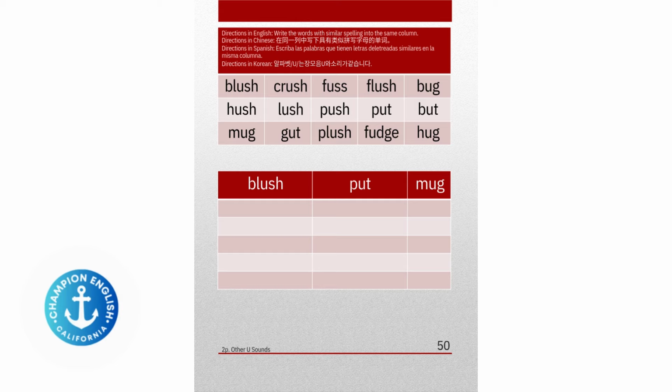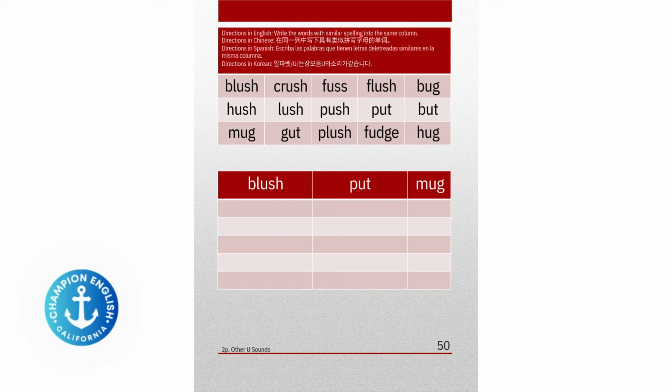30, 29, 28, 27, 26, 25, 24, 23, 22, 21, 20, 19, 18, 17, 16, 15, 14, 13, 12, 11, 10, 9, 8, 7, 6, 5, 4, 3, 2 and 1. Beep. Students, time is up.